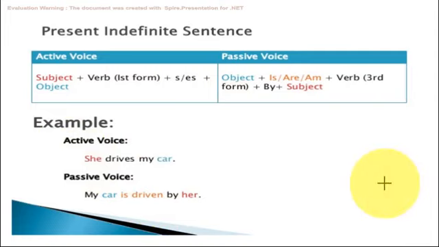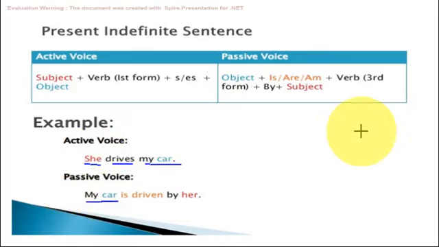Now what is our rule? As soon as we see the sentence, we have to identify it: she drives my car. This sentence belongs to simple present tense. Now divide this sentence into three parts: first, second, and third. She is subject, drives is verb, and my car is object. Now according to our rule, subject becomes object and object becomes subject. Now see, then we have used here my car. Object has become subject here, my car.